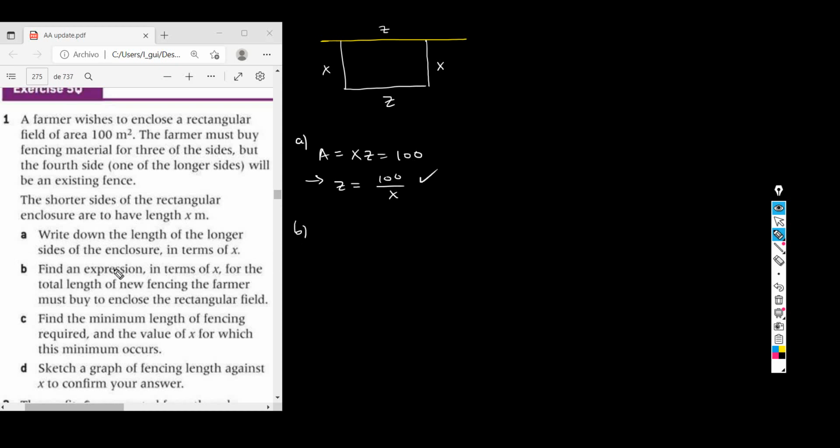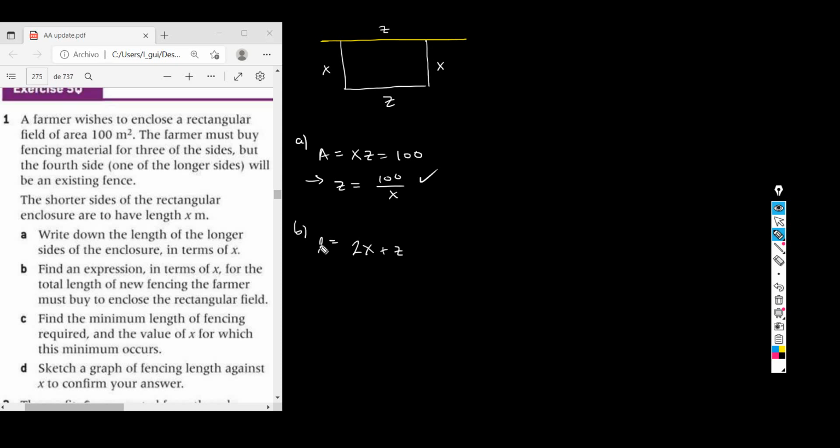Now B, find an expression in terms of x for the total length of the new fencing the farmer must buy to enclose the rectangular field. So I need to find an expression in terms of x for the total length. I'm going to create that variable L for length, and what I mean is this side plus this side plus this side. That's going to be the total fencing, the length of total fencing that he will be needing. So it's 2x plus z.